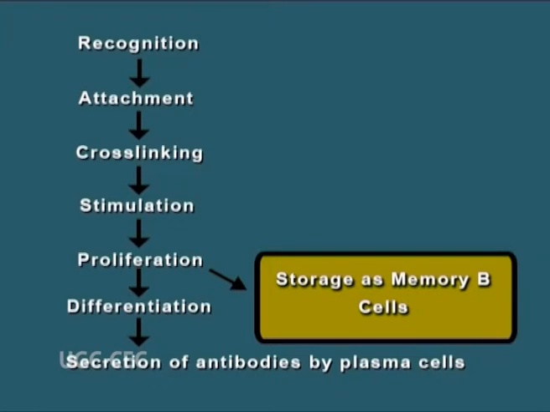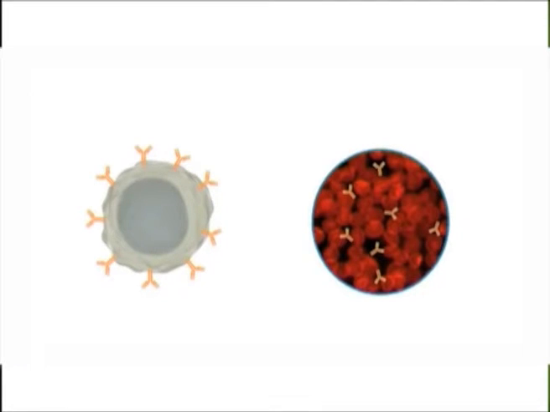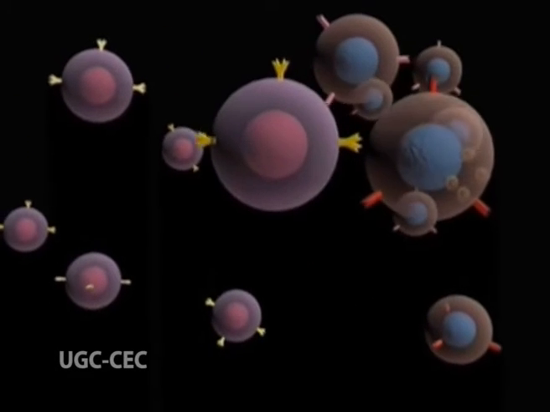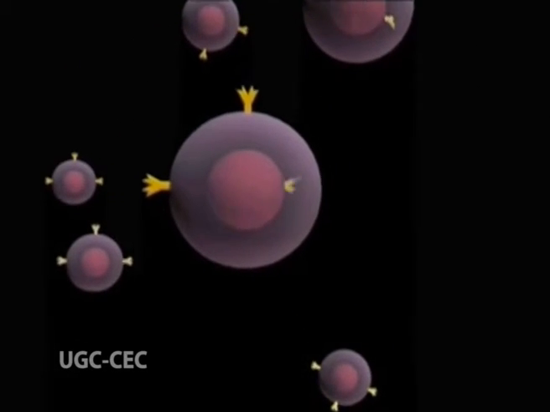Production of antibodies is a multi-step procedure including recognition, attachment, cross-linking, stimulation, storage as memory B cells, proliferation, differentiation, and secretion of antibodies by plasma cells. First is the recognition and attachment. Antibodies are present as B cell receptors for antigens on the surface of B cells. These cells keep on circulating in the whole body, and whenever they come across their corresponding antigen, the invading antigens, they recognize the complementary structure and bind to them.